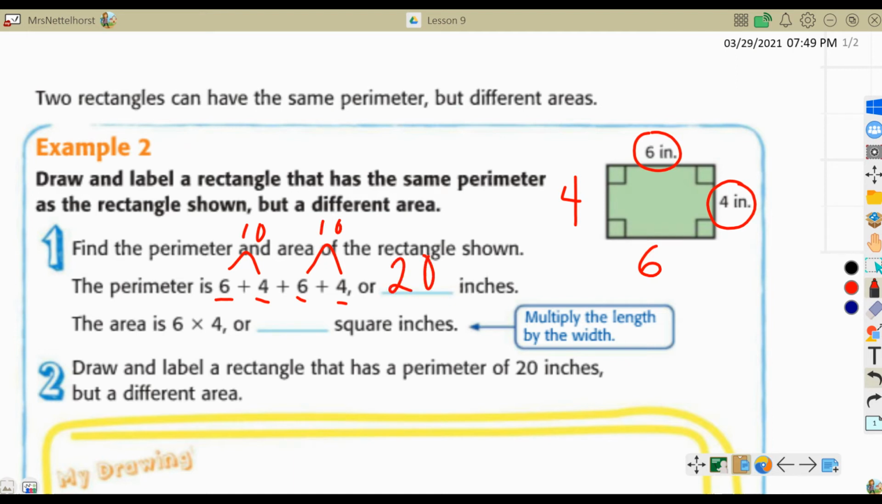The area is 6 times 4, the length times the width, or 24 square inches. Okay. So now we're going to do a shape with the same perimeter, but different areas.